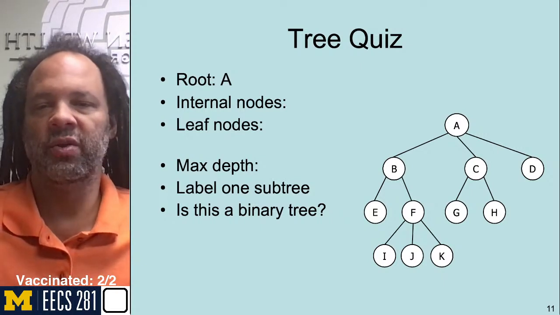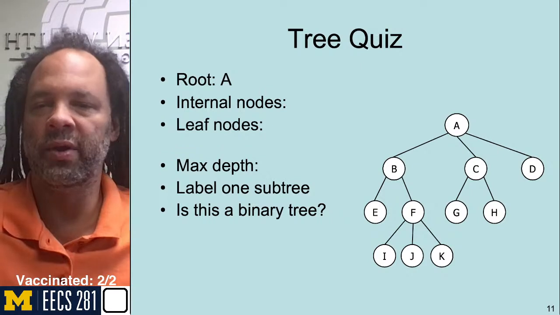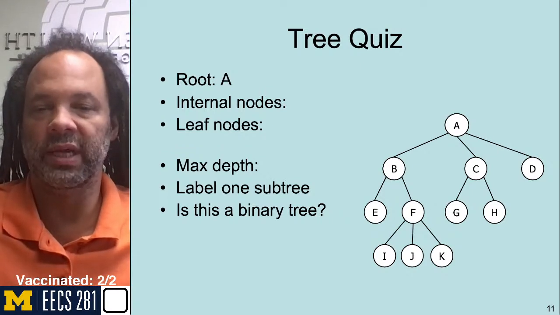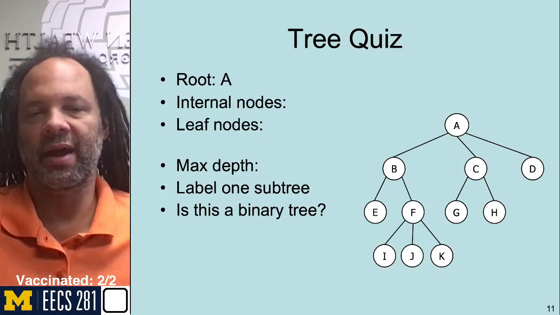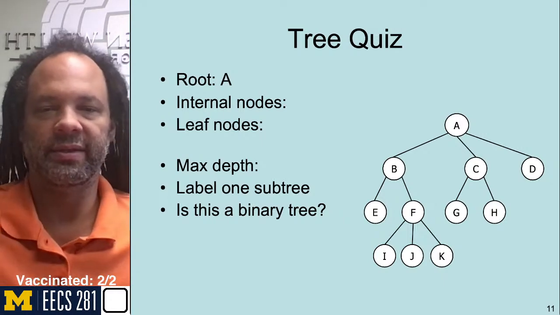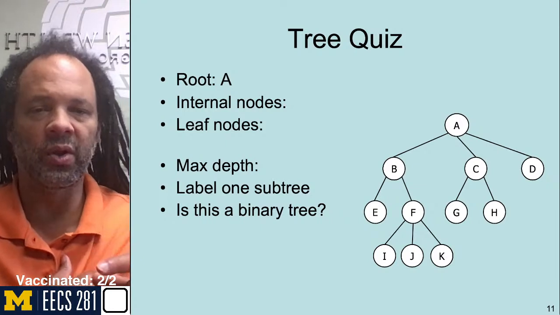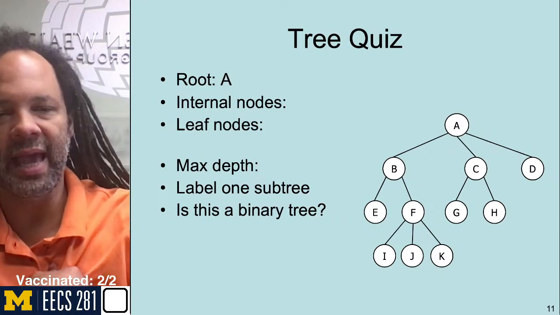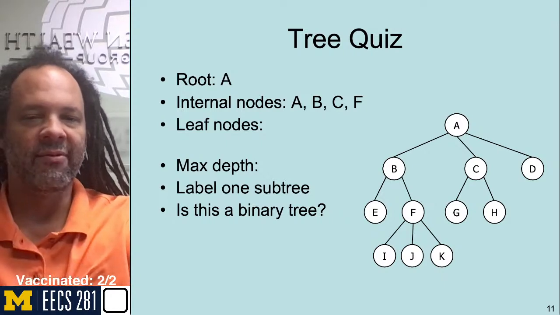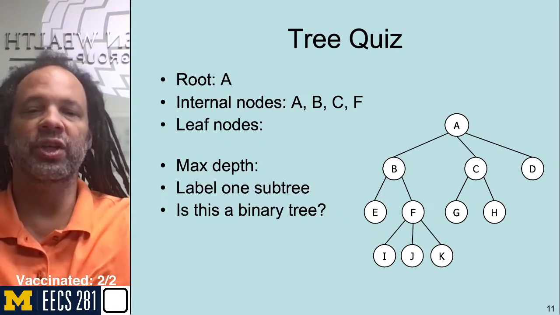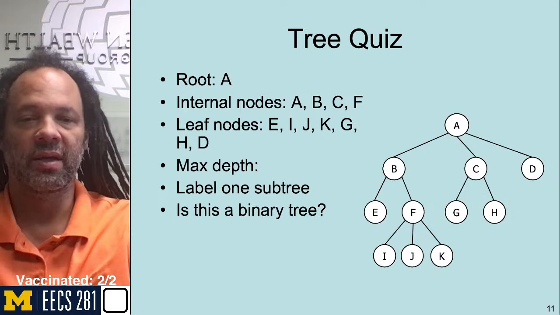When you need to make sure that it's clear that there's only one direction of travel, then you always put those arrows on there. But for the most part, it's implied that you're only traveling downward in a tree like this. Internal nodes: A, B, C, and F. Leaf nodes is, of course, everything else: D, E, G, H, I, J, and K.